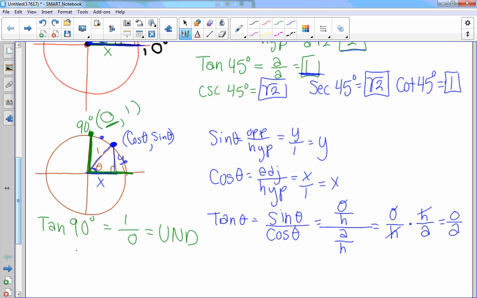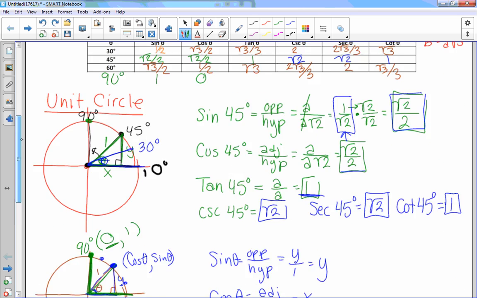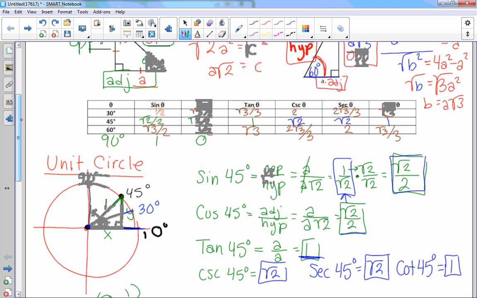Tangents show you the slope of that radius. Vertical slope is what type of slope? Undefined slope. A 45-degree angle, what was the tangent from 45? Tangent from 45 was 1 because it had a slope of 1. On the other one, 30 degrees has a slope of root 3 over 3. 60 degrees, slope is root 3.